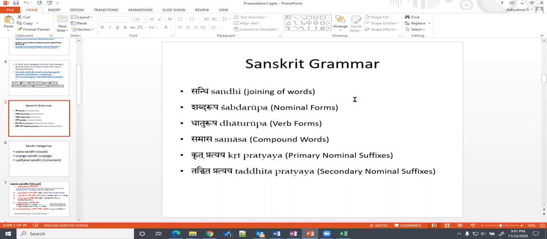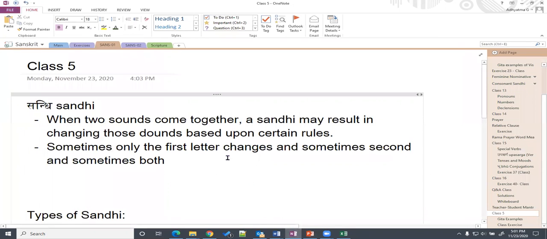When two words come together, or correctly speaking, two sounds come together, that results in a Sandhi. So when two sounds in Sanskrit come together, there is a Sandhi. It's not that there will always be a Sandhi when two sounds come together, but it may happen based upon certain rules.